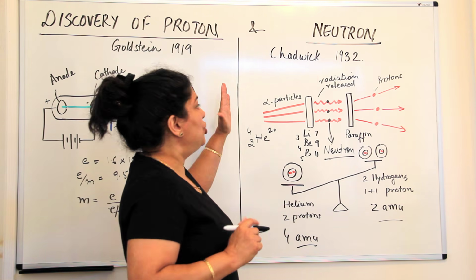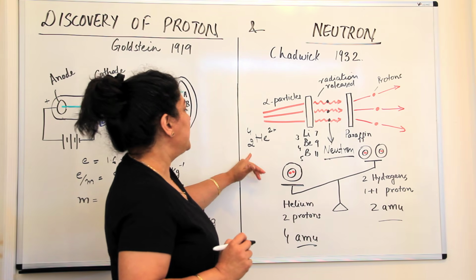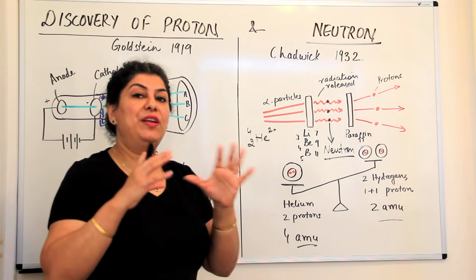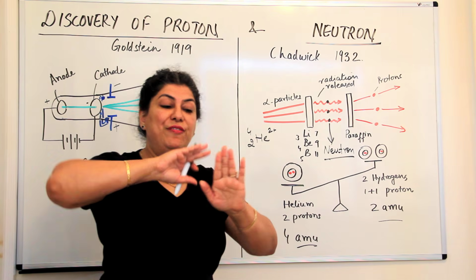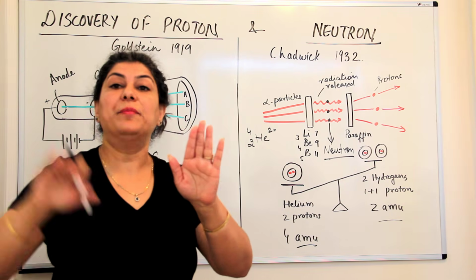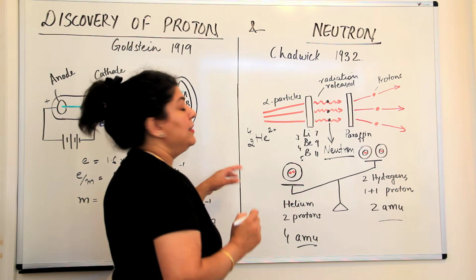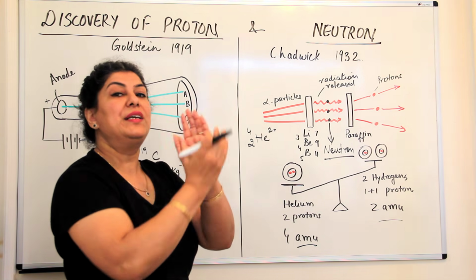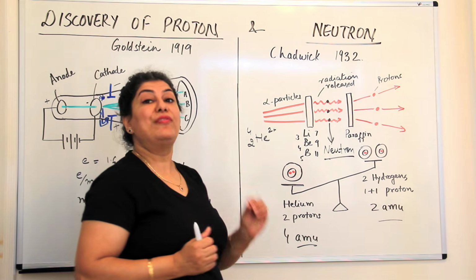What did he do? He shot alpha particles at a sheet. And what were these alpha particles? Alpha particles are nothing but a helium nucleus. When you have helium, which has 2 protons and 2 electrons, if you remove the 2 electrons from the helium atom, you are left with the helium ion. The helium ion has 2 positive charges and has a mass of 4.